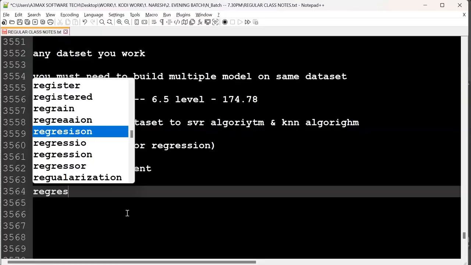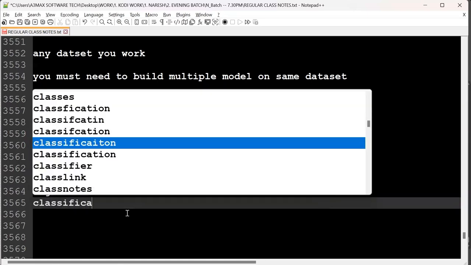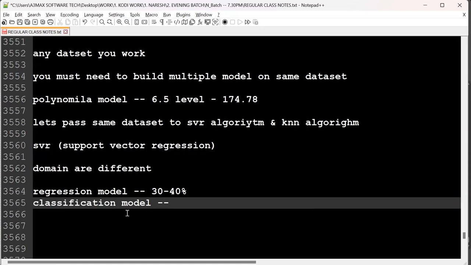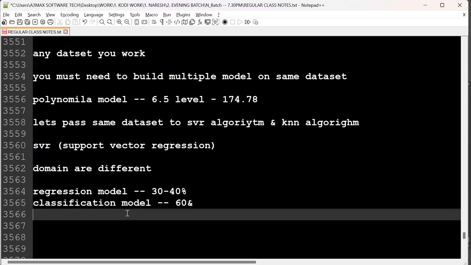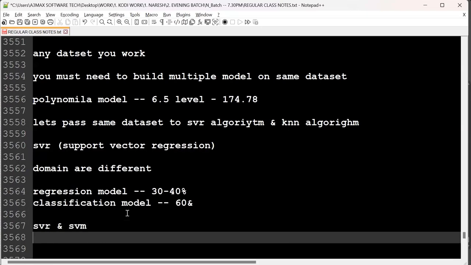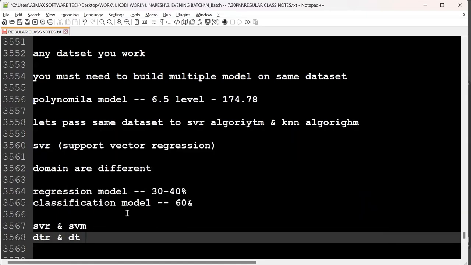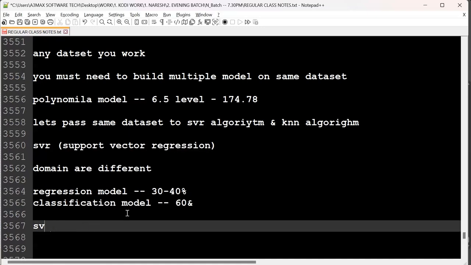Also, I'll mention all regression models. I'll explain 30 to 40% in regression, and in classification, I'll explain the rest of the things, the remaining 60%. I mean to say all these algorithms I'll explain two times: SVR and SVM. SVR refers to regression, SVM refers to classification. Decision tree for regression and decision tree for classifier. So all these algorithms you will understand two times, guys.